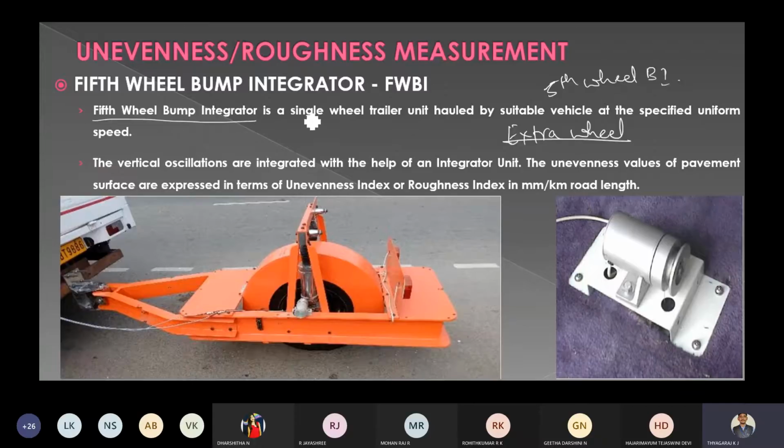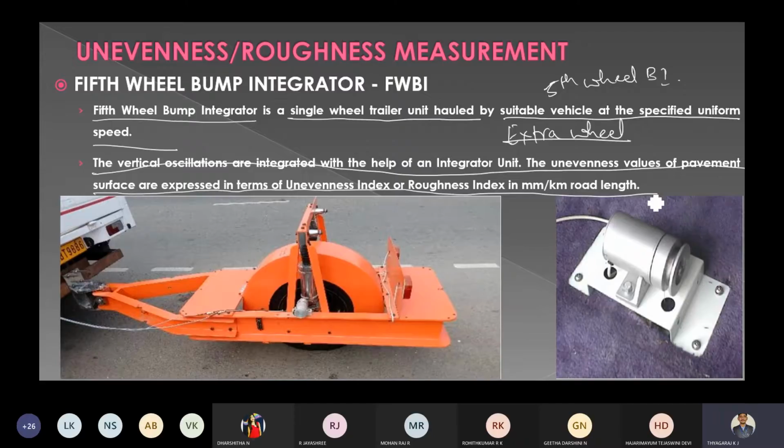The fifth wheel bump integrator is a single wheel trailer unit hauled by a suitable vehicle at a specified uniform speed. It is a separate single wheel trailer unit attached to a specified vehicle which is moving at a uniform speed. Then the vertical oscillations are integrated with the help of the integrator unit. The unevenness values of the pavement surface are expressed in terms of the unevenness index. This is the integrator unit, and you can observe it will be attached to the wheel.